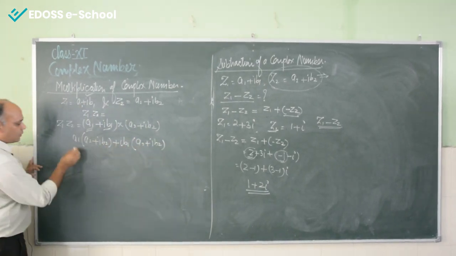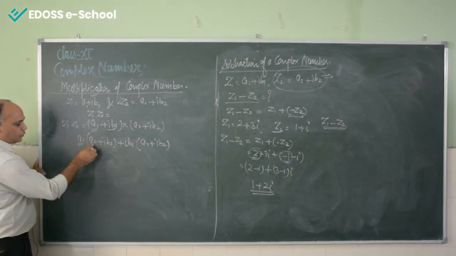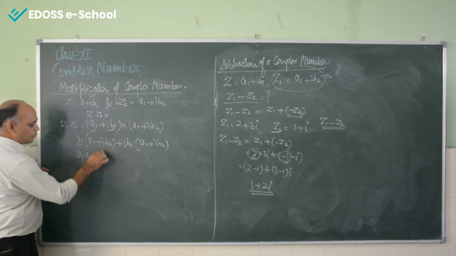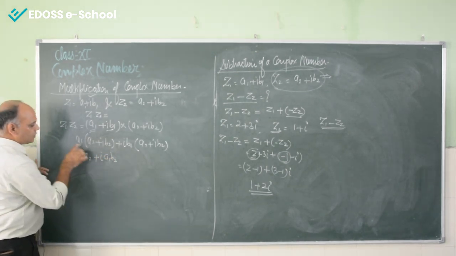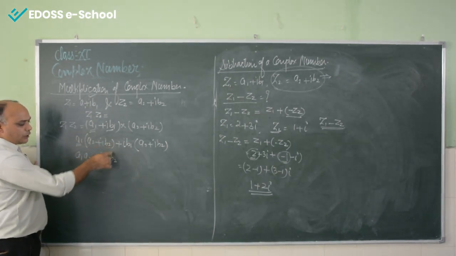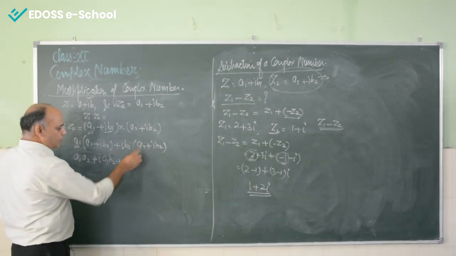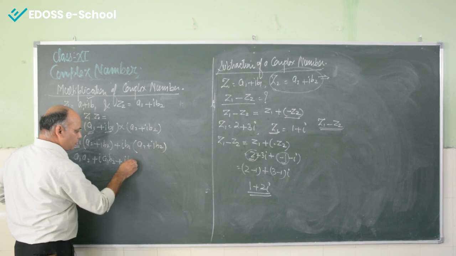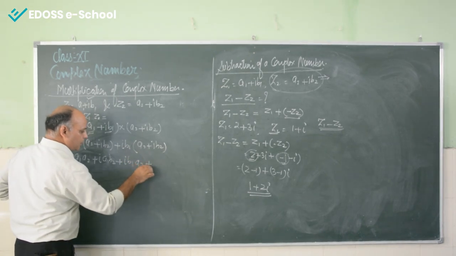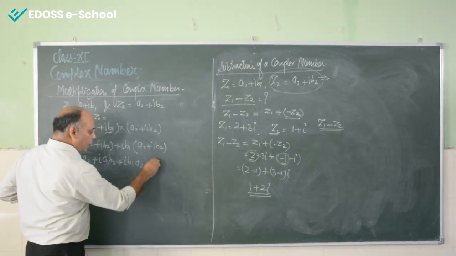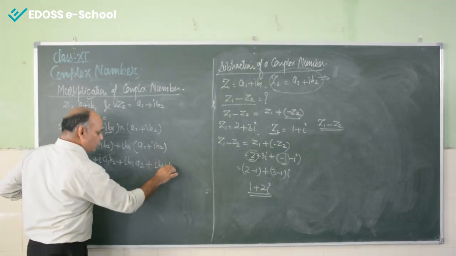Now you have to simplify it, A1 into A2, that is A1 A2, plus iota A1 B2, this A1 is multiplied by iota B2, you are getting iota B2 A1, plus this iota B1 is multiplied by A2, plus then iota B1 and iota B2 are multiplied, that will be iota into B1, iota into B2.